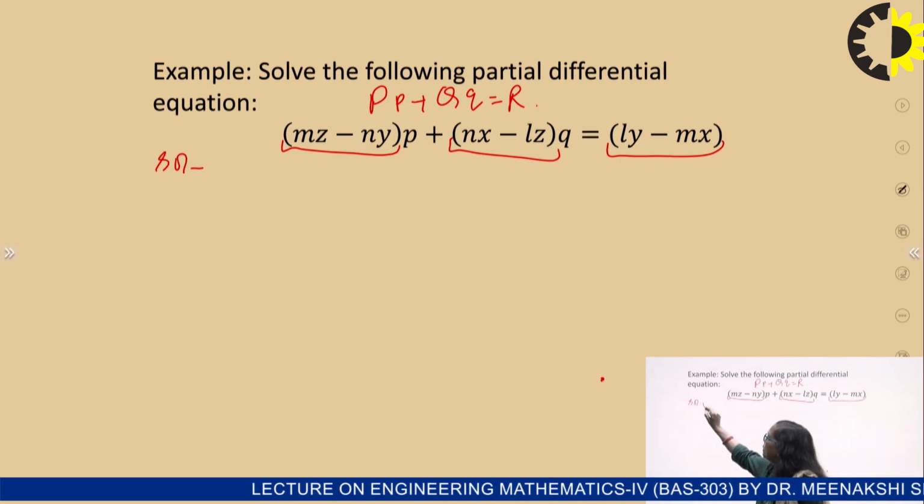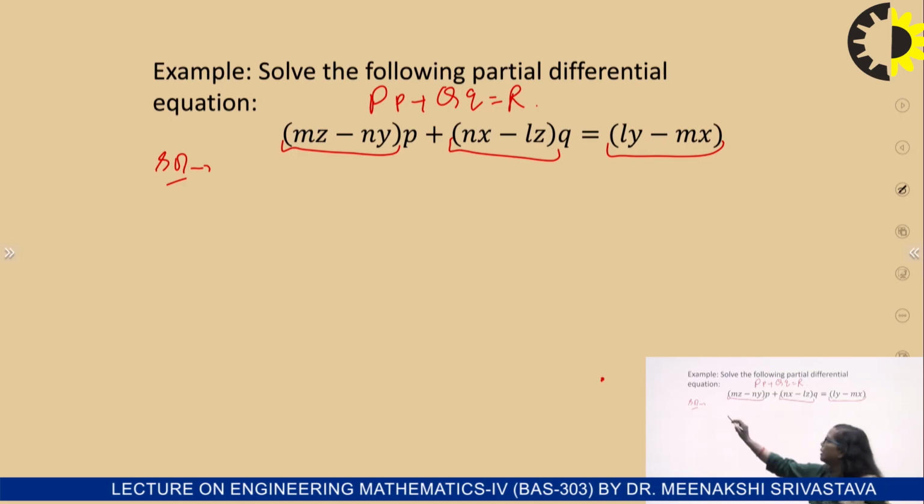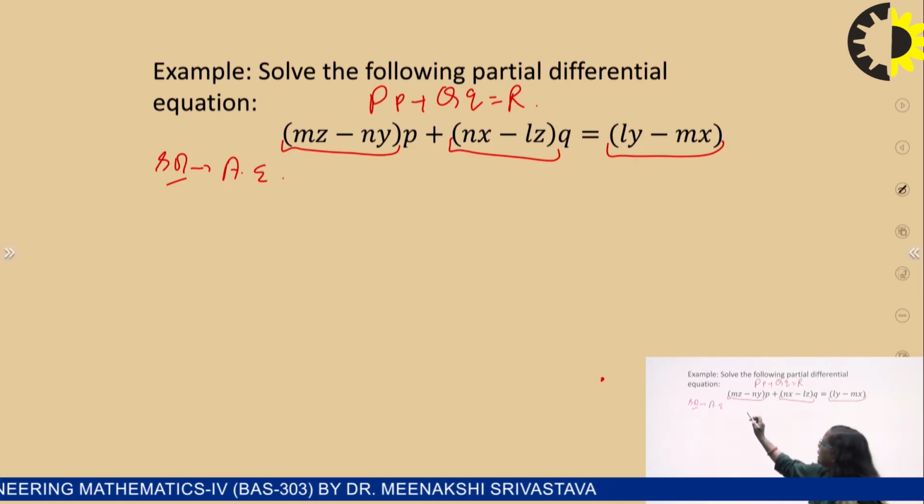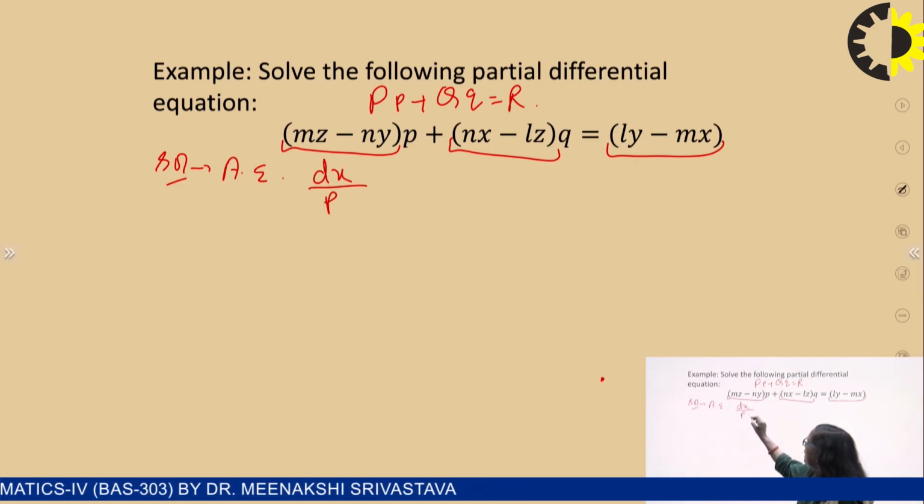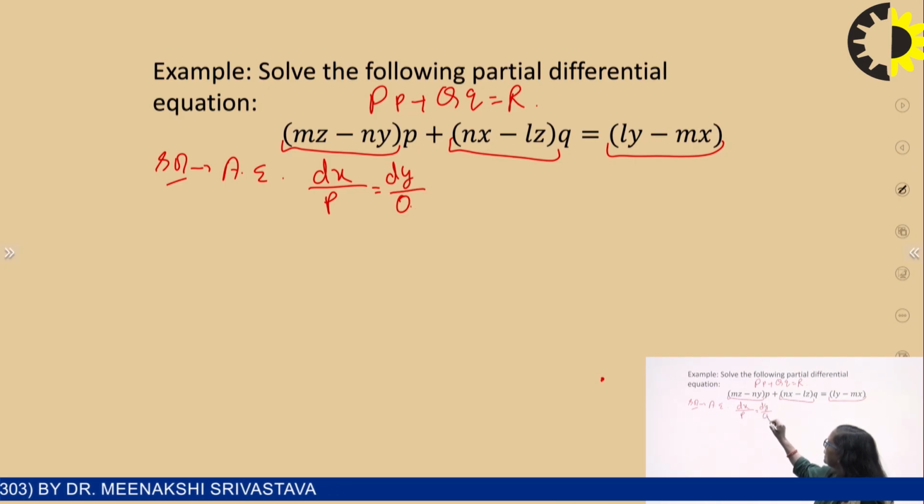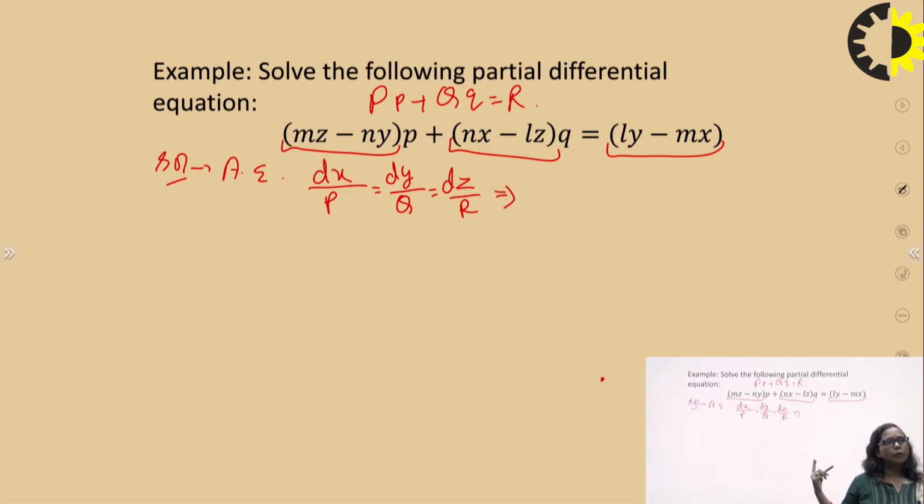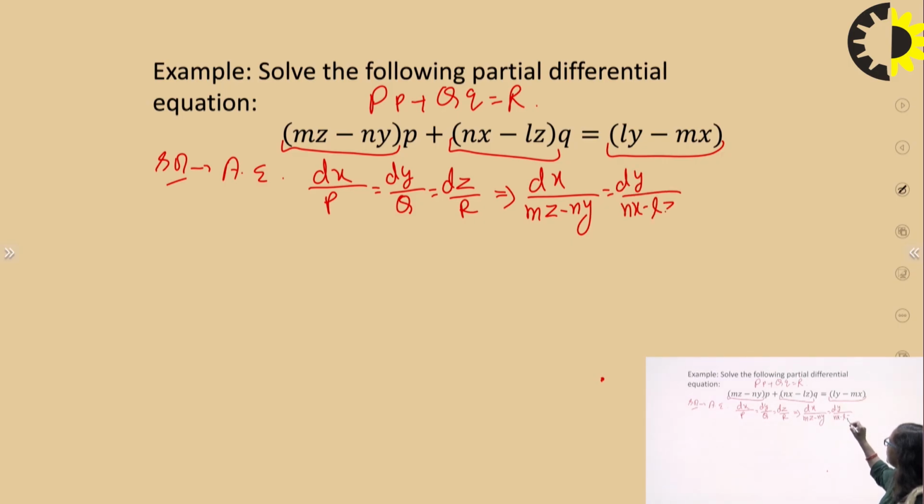So we are starting the solution over here. We first write down its auxiliary equation, also called the subsidiary equation. I know that the equation is dx by capital P is equal to dy by capital Q is equal to dz by capital R. Just put the values of capital P, Q, R over here. I write this as dx by mz minus ny, dy by nx minus lz, dz by ly minus mx. This I have written, the auxiliary equation.